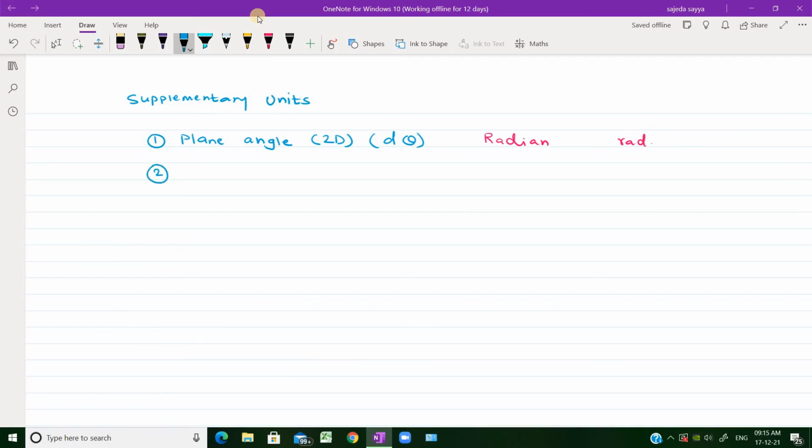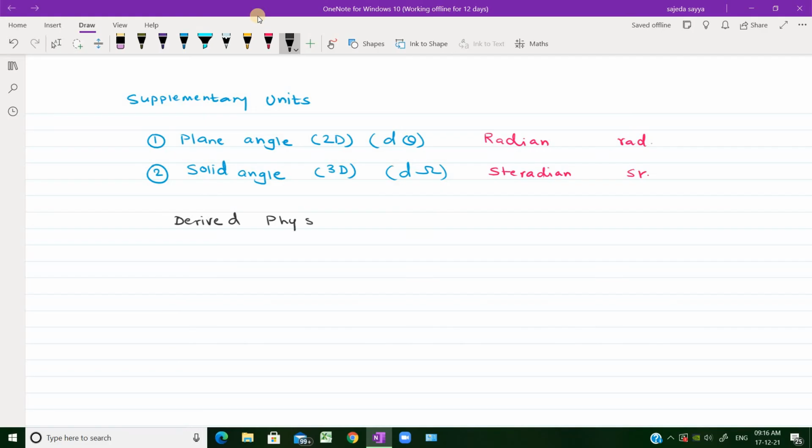Another supplementary unit is solid angle. It is the angle measured in three-dimensional geometry. It generally uses the symbol d sigma, and the unit used for its measurement is the steradian, and the short form is sr. So this is what the supplementary units are. Now let us study derived units and derived physical quantities.